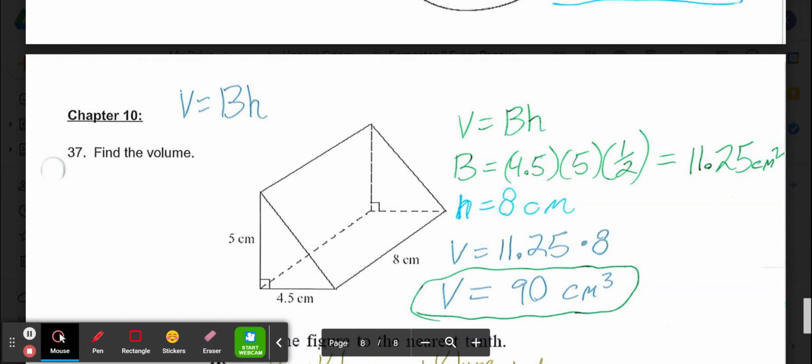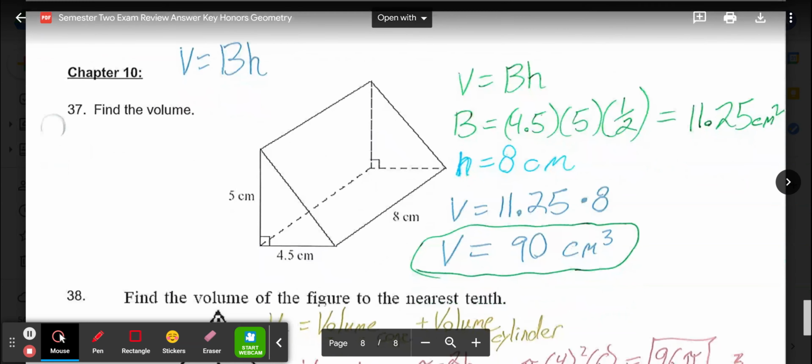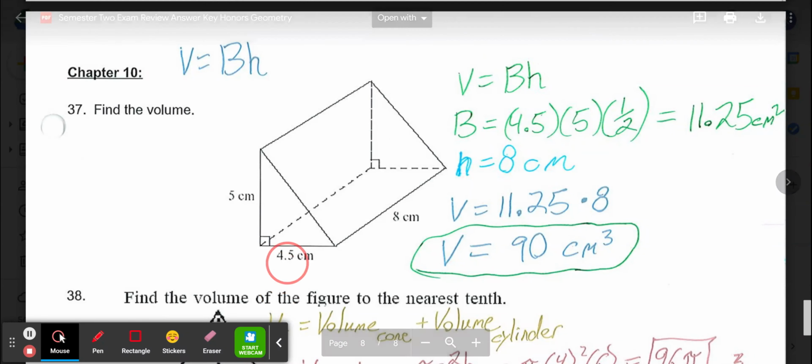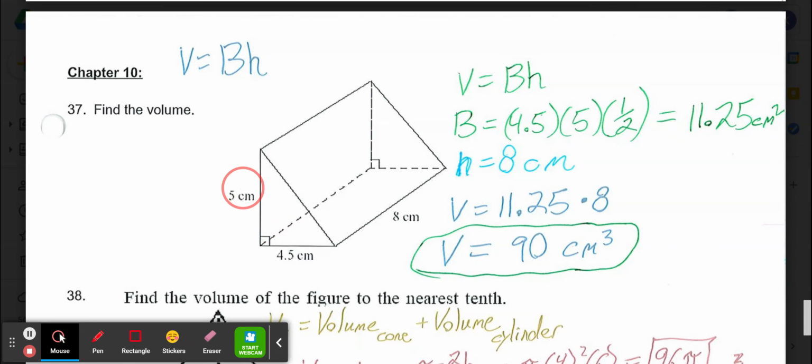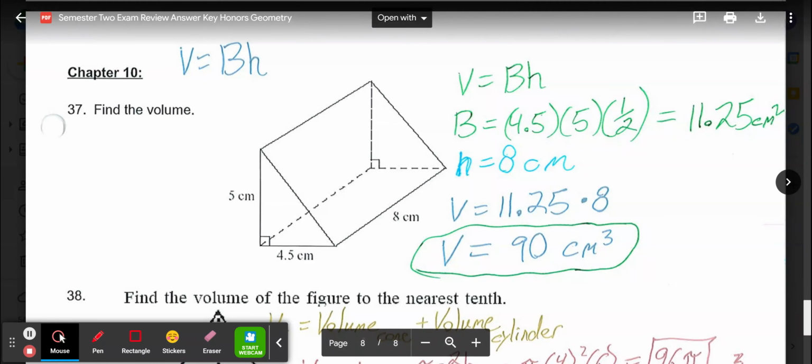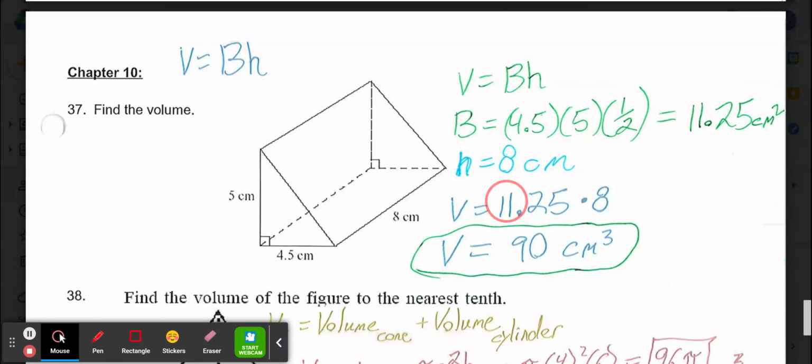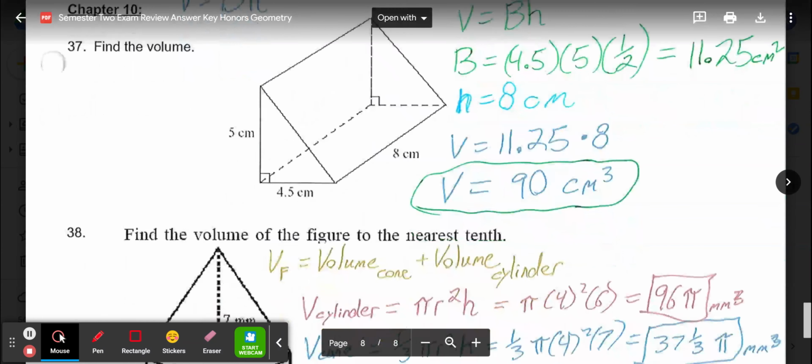Then getting into our final chapter, chapter 10, our volume formulas. So volume of the prism would be area of the base times height. Area of our base, triangle, so 1/2 times 4.5 times 5, giving us 11.25. Height of the prism, 8. So volume, 11.25 times 8, is 90 cubic centimeters.